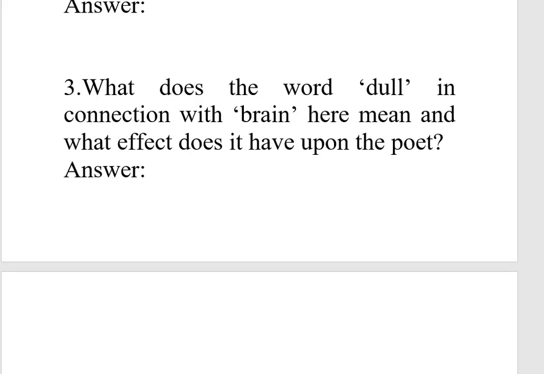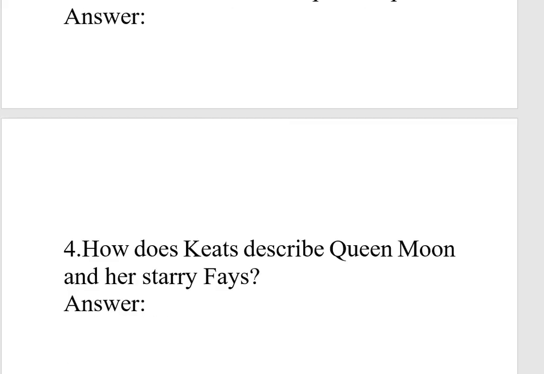The fourth question from this stanza is, how does Keats describe Queen Moon and her starry Fays? You can write the answer in this way. In the night sky, Keats finds the moon shining with all her lustre. He compares this appearance of the moon with that of a queen. The moon remains surrounded by stars. Keats imagines that these stars are like fairies.